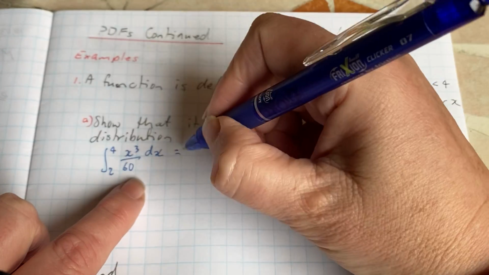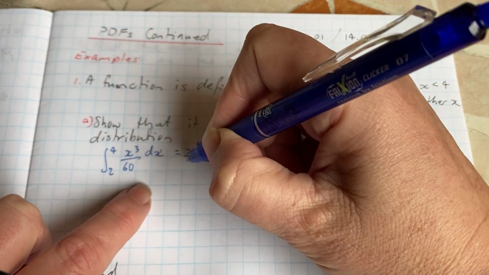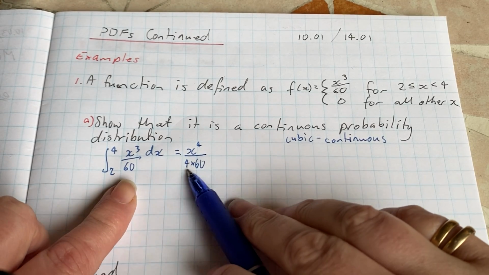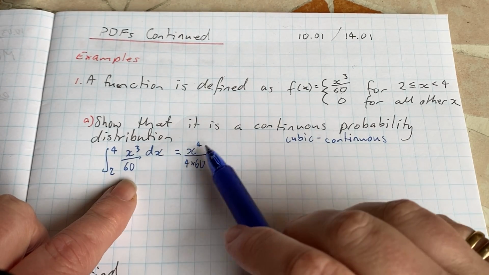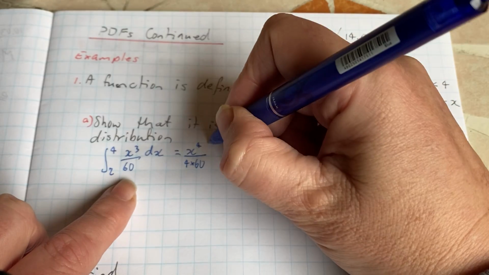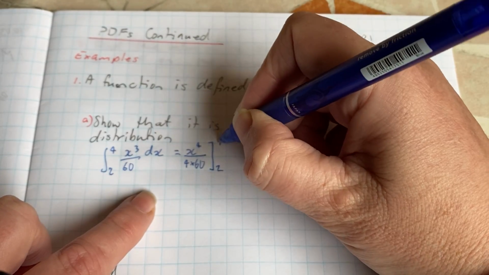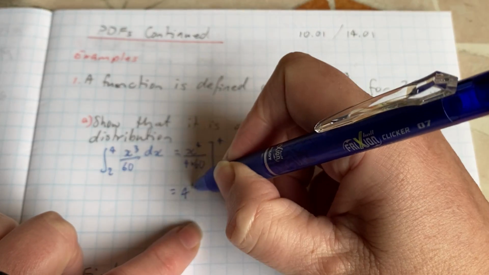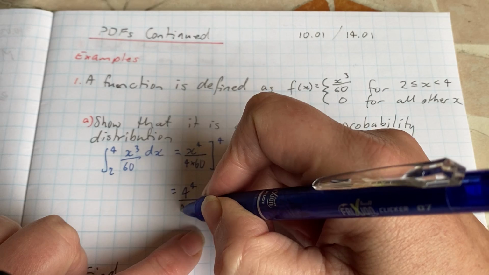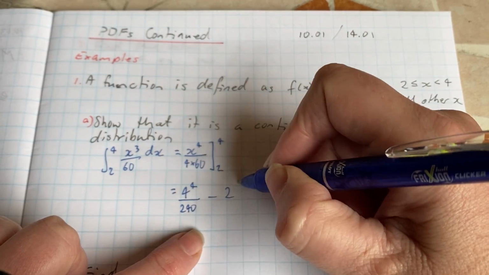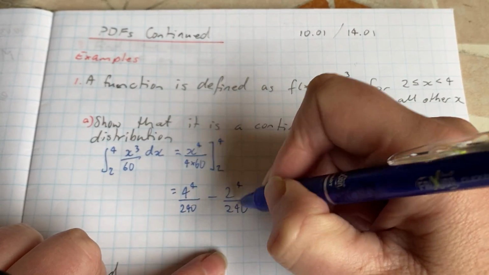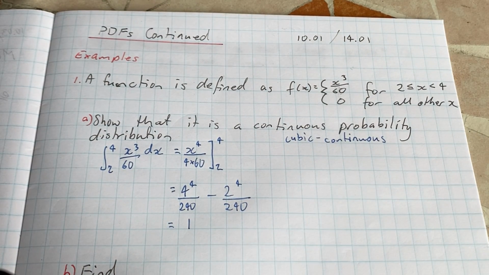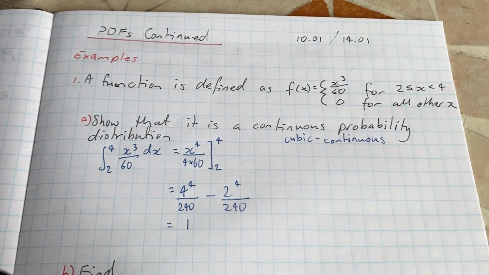Okay, so we integrate that, so increase the power by 1, divide by the new power. Dividing by 4 is the same as multiplying by 1 over 4, so 4 in the denominator, and that's from 2 to 4. Okay, so let's plug in those values. So 4 to the power of 4 on 240, minus 2 to the power of 4 on 240, and that does equal 1 if you put that in your calculator. So it is a continuous probability distribution.